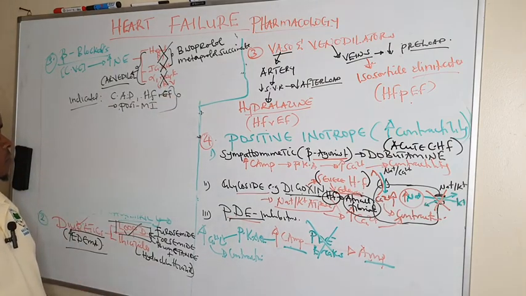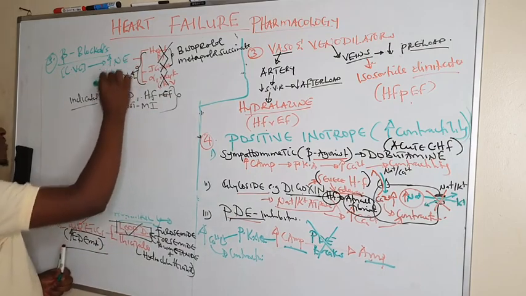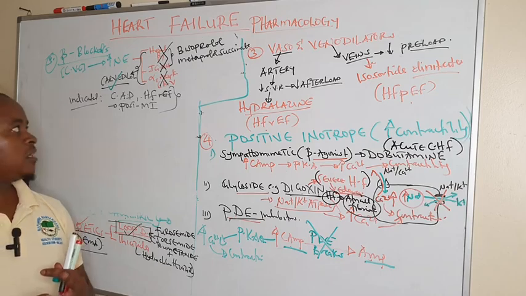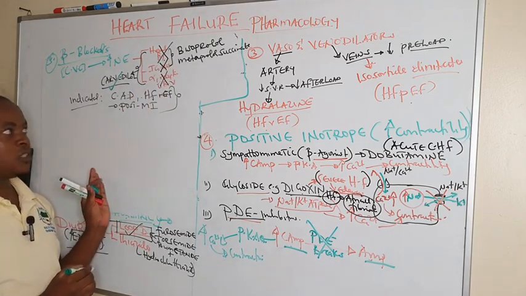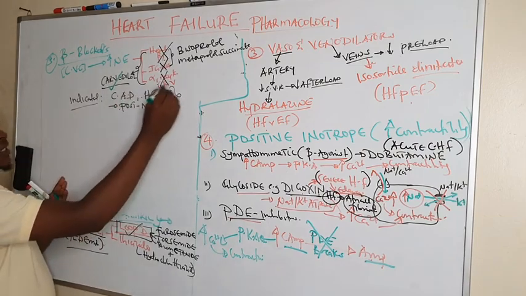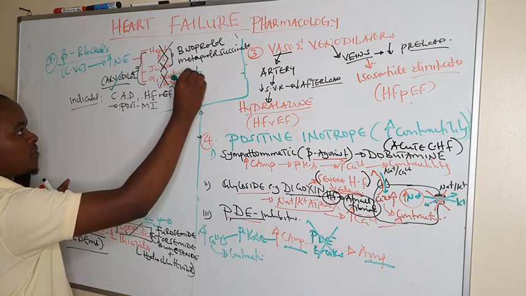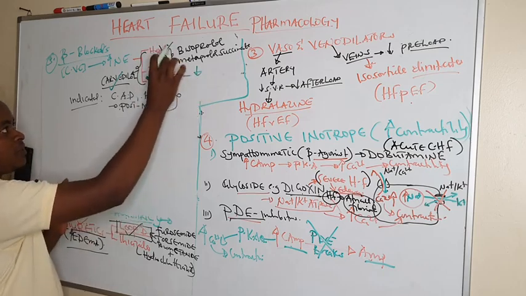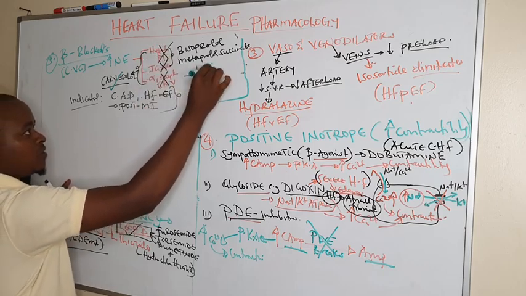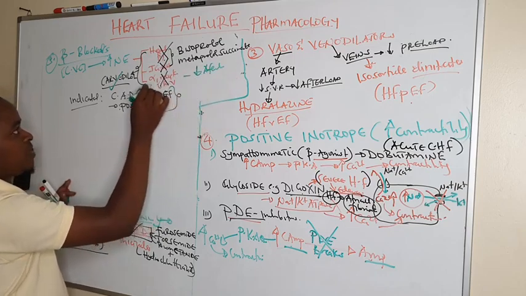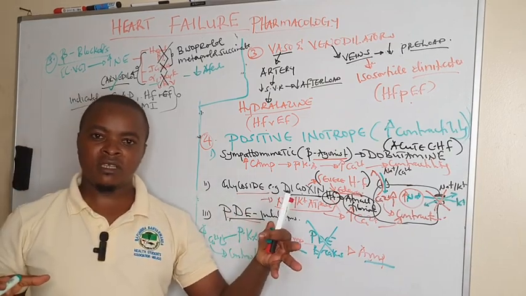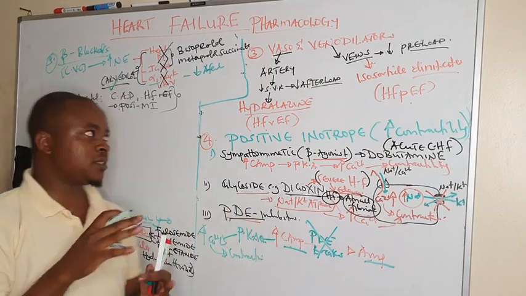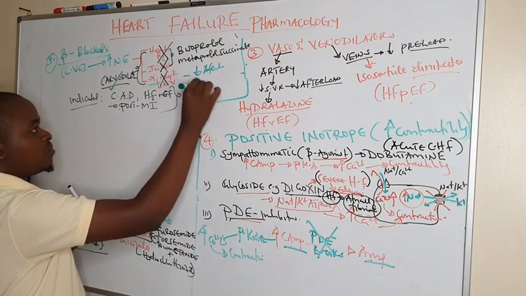But carvedilol is preferred because of its action on both beta receptors and alpha receptors. So carvedilol has the ability to decrease afterload if it blocks the beta receptors. At the same time, in the alpha, it is going to cause vasodilatation due to blockage of alpha-1 receptors, also leading to a decrease in preload.